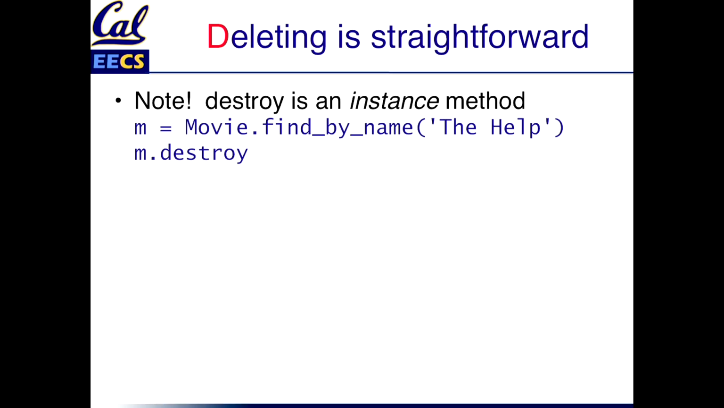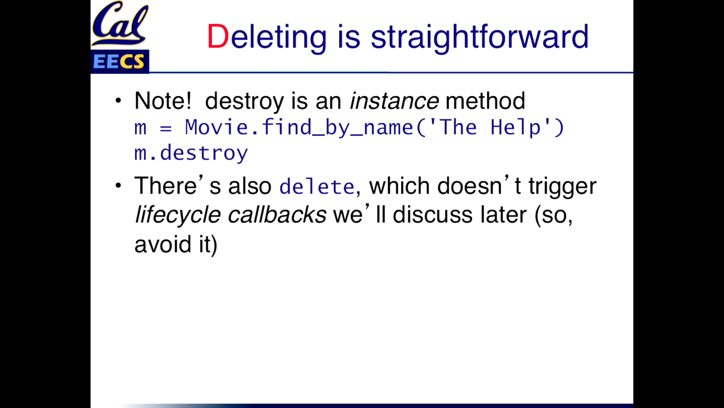Deleting is straightforward. What might be interesting if you haven't seen it before in Rails is that it's an instance method. So you first have to be able to name the object, and then you tell it to destroy itself. You could also write raw SQL queries to do this, but there's actually a very good reason why you do this.